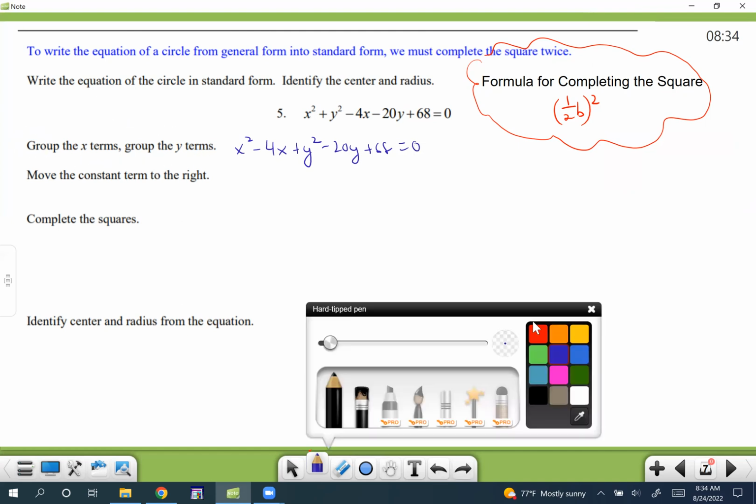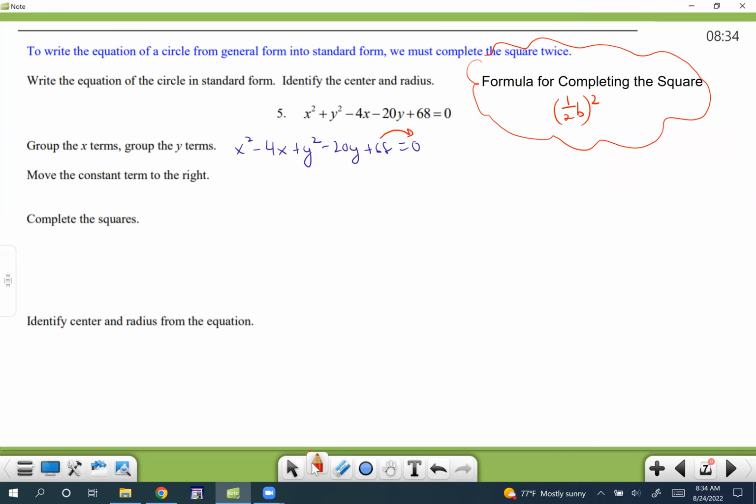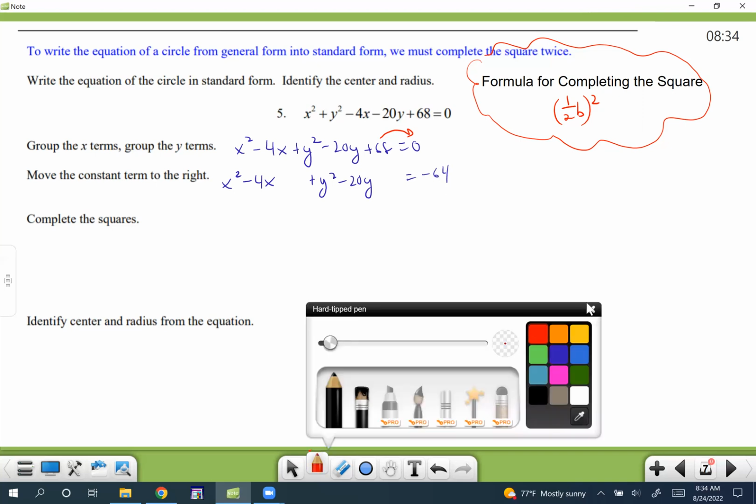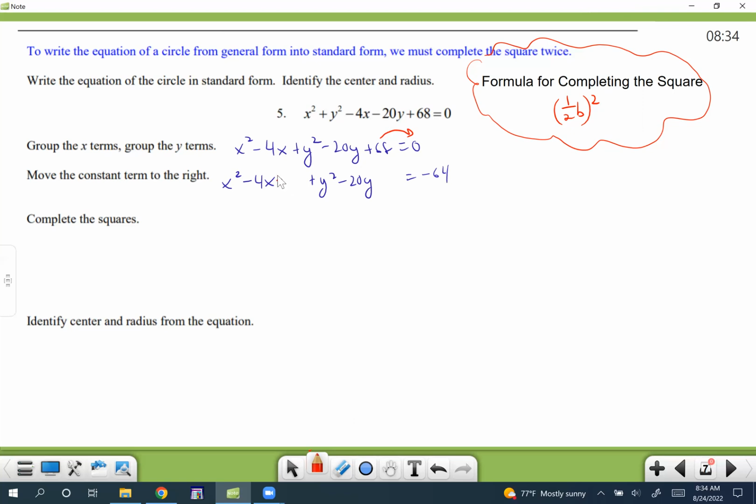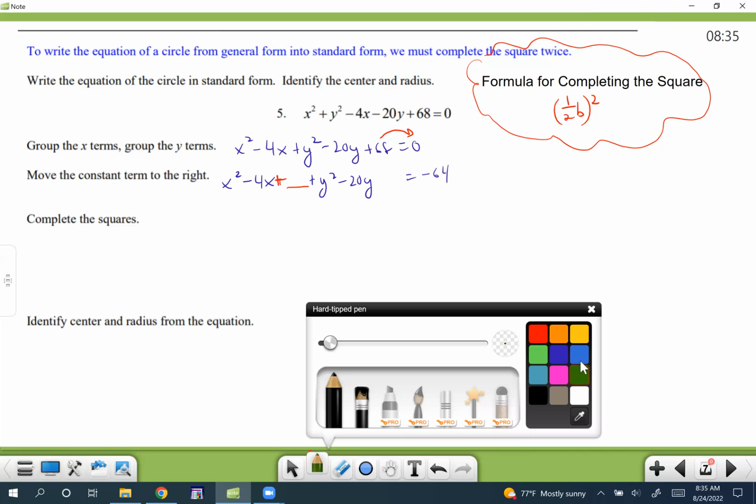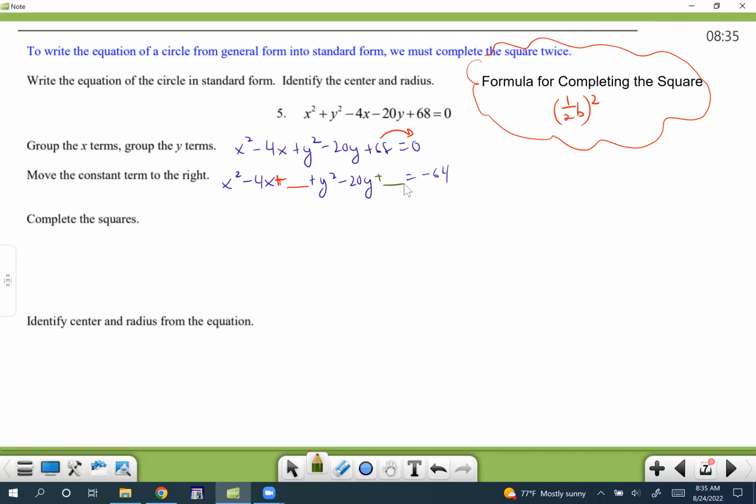All right, then we're going to move the constant term to the right-hand side, and we're also going to leave a little space after the 4x, and after the -20y, we'll leave a little space, okay? Because we're going to add numbers into those blanks, you guys. So we're putting a little space here. Plus blank. I'll do this one in green, I guess. Plus blank. All right, so we're going to go ahead and complete the square.